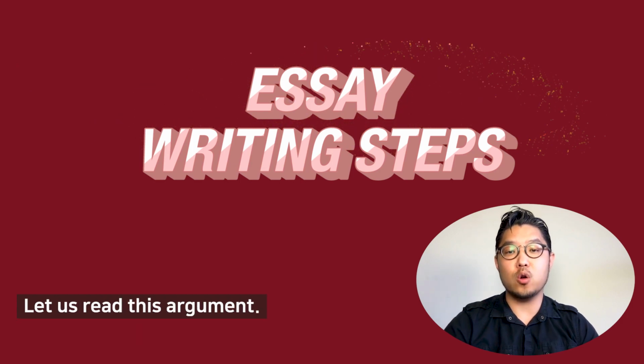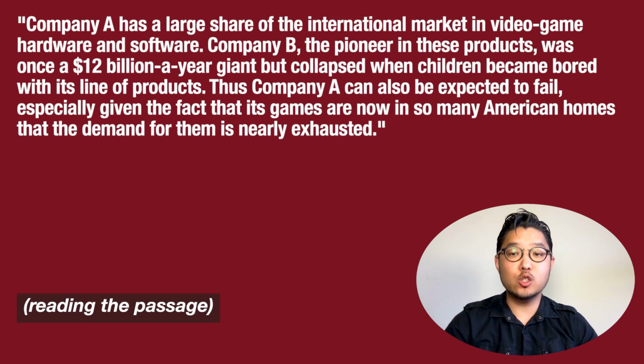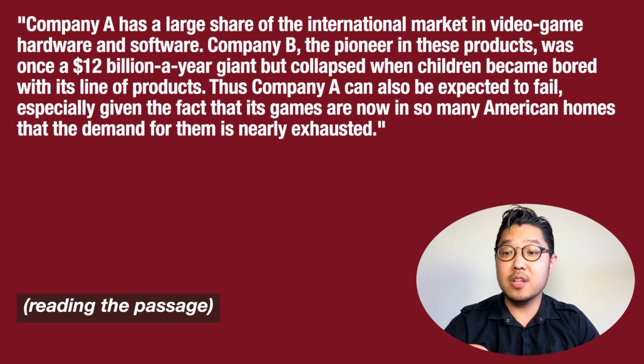Let us read this argument. Company A has a large share of the international market in video game hardware and software. Company B, the pioneer in this product, was once a $12 billion a year giant, but collapsed when children became bored with its line of products. Thus, Company A can also be expected to fail, especially given the fact that its games are now in so many American homes that the demand for them is nearly exhausted.